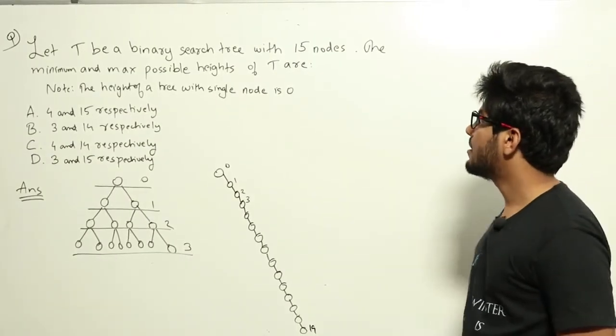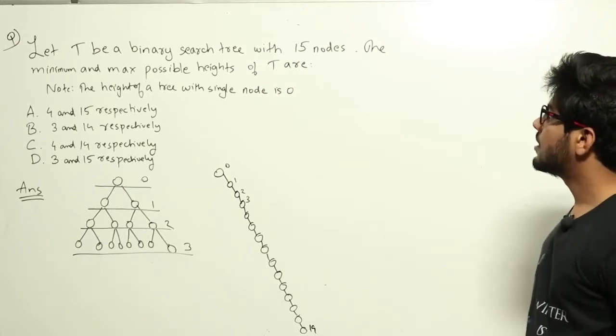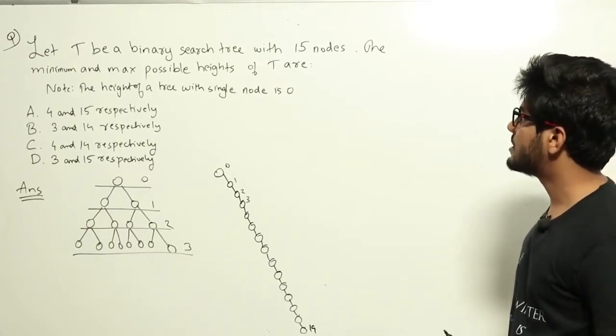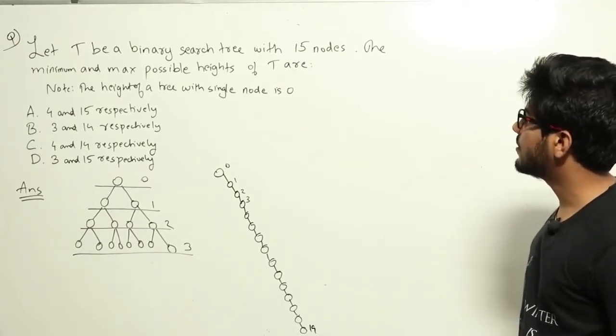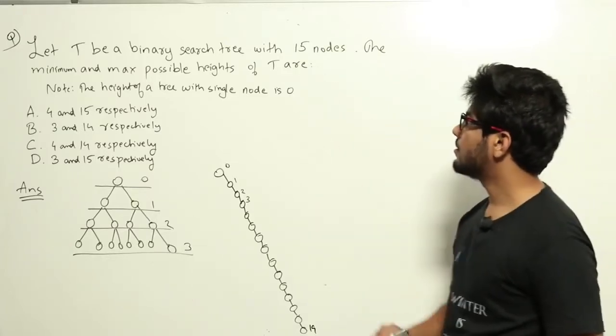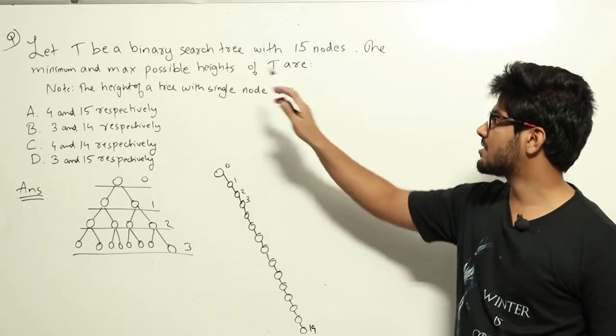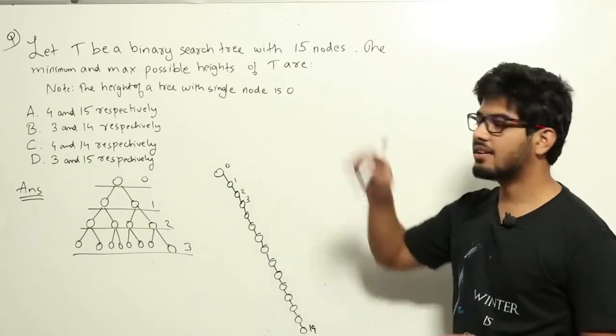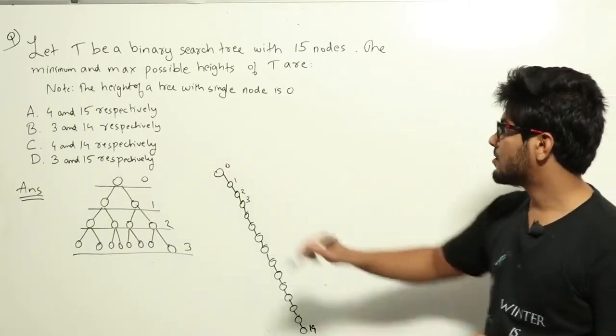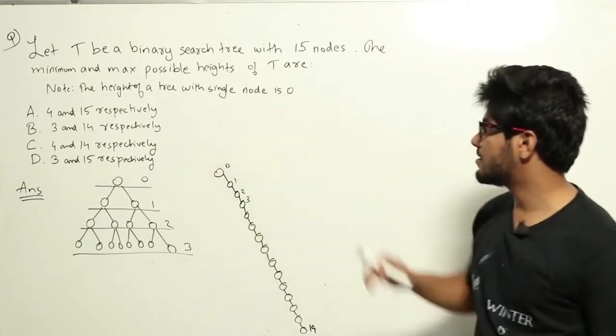Let T be a binary search tree with 15 nodes. The minimum and maximum possible heights of T are. Note the height of a tree with a single node is 0. So in the question, they are asking us what would be the minimum and maximum possible heights of a binary search tree having 15 nodes. They've also given us that the height of a tree with a single node is 0.